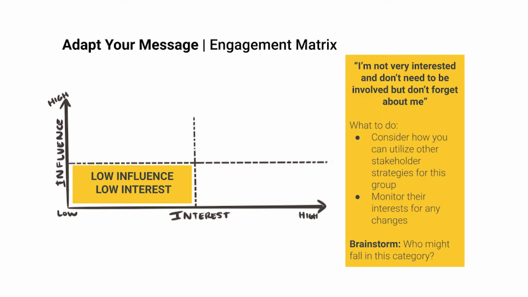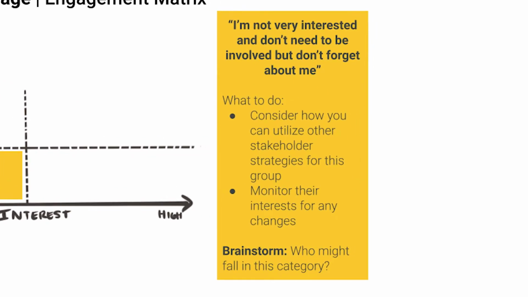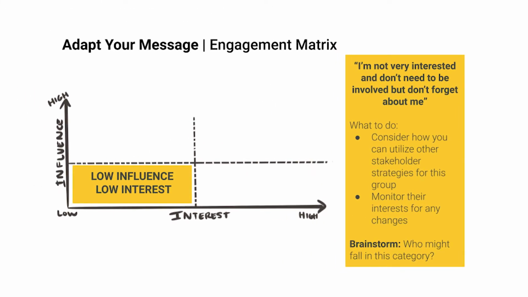And last but certainly not least, we have our low influence, low interest folks. This is a group that is very important. All groups in the quadrant are. Something this group might be thinking is, I'm not very interested and don't need to be involved, but don't forget about me. Especially for this group, as they might be a group that is often left out of conversations involving the strategic planning process, it's super important to make sure that we are engaging them intentionally and specifically, and to consider how you might utilize other engagement groups to spread word to this particular quadrant about what's happening with the plan.